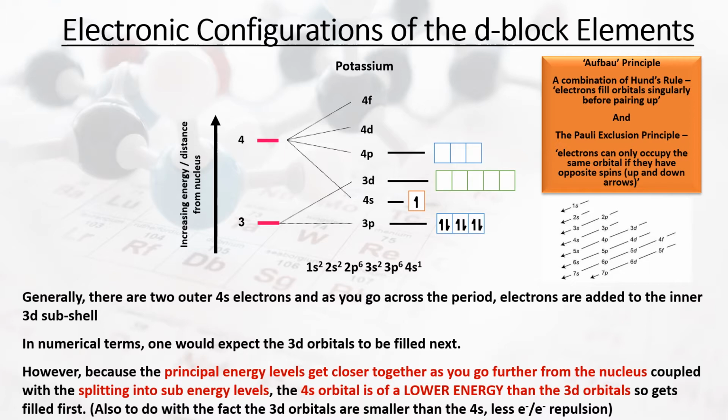So if we think about our electronic configuration for potassium, we're going to fill this using the Aufbau principle. And this really is a combination of Hund's rule and the Pauli exclusion principle. So Hund's rule says that electrons fill orbitals singly before they pair up. So if we're filling up the p orbitals, each one of those 3 p orbitals has 1 electron in before they start to pair up with 2. And the Pauli exclusion principle states that electrons can only occupy the same orbital if they have opposite spins.